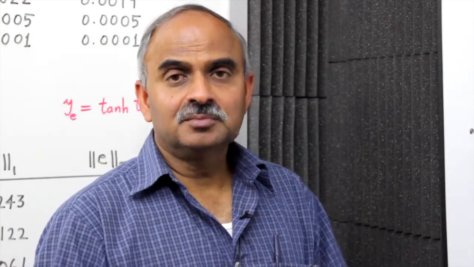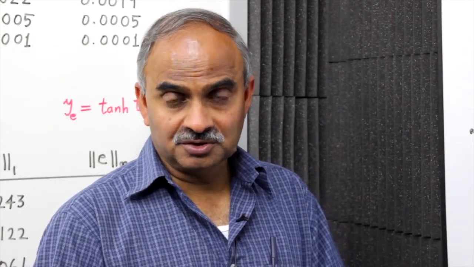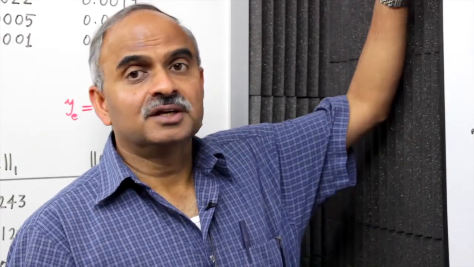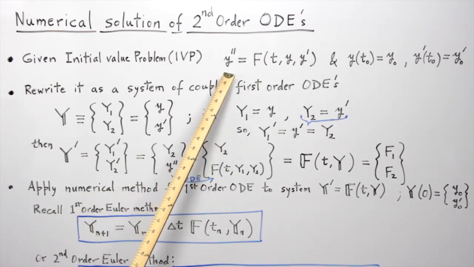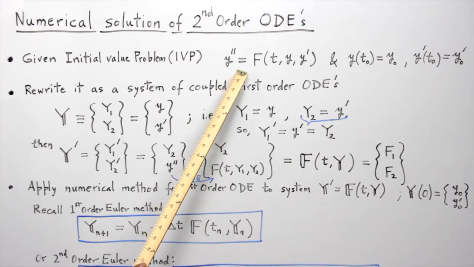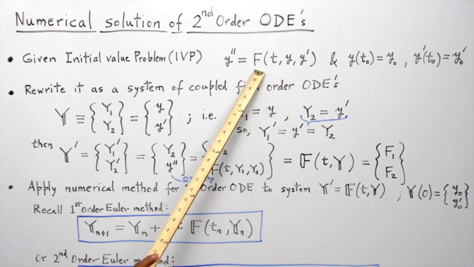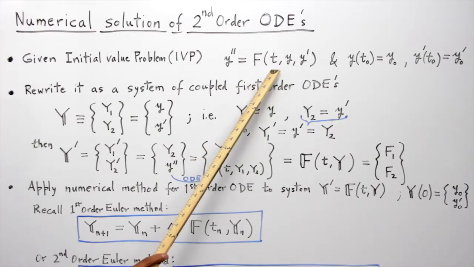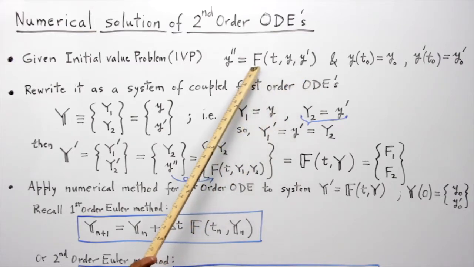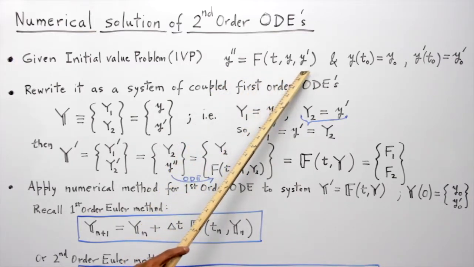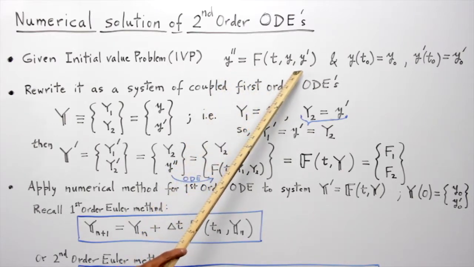So let's describe numerical solutions of second order differential equations, and for this let's first recall the way the problem is presented to us. We are given an initial value problem involving a second order differential equation, which is described over here. The second derivative of the dependent variable y is known in terms of some capital F, some function which depends on time, it depends on y, and it depends on the first derivative of y. So this capital F is known, and so that's the given differential equation. It can be of an arbitrary complexity.